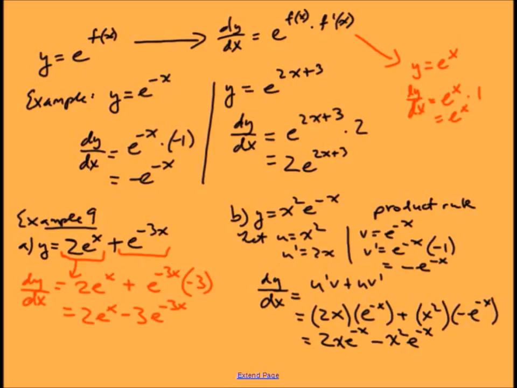Okay, if we wanted to, we could factor something out here. We could say x e to the negative x times 2 minus x. And we could even move that e to the x to the denominator. So we could even write this as x times 2 minus x over e to the x. Okay, all those answers are correct. You could even leave it in this form. But those are ways of simplifying.